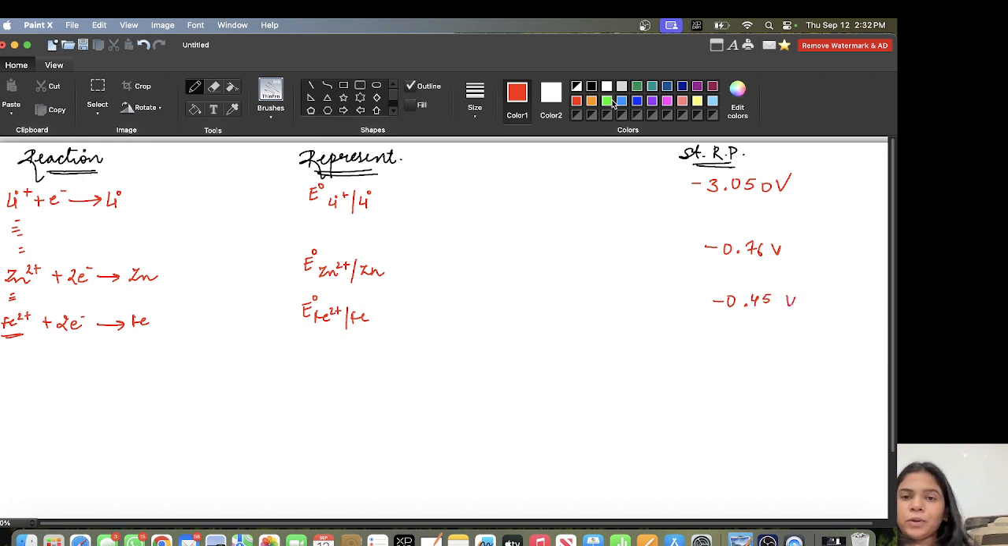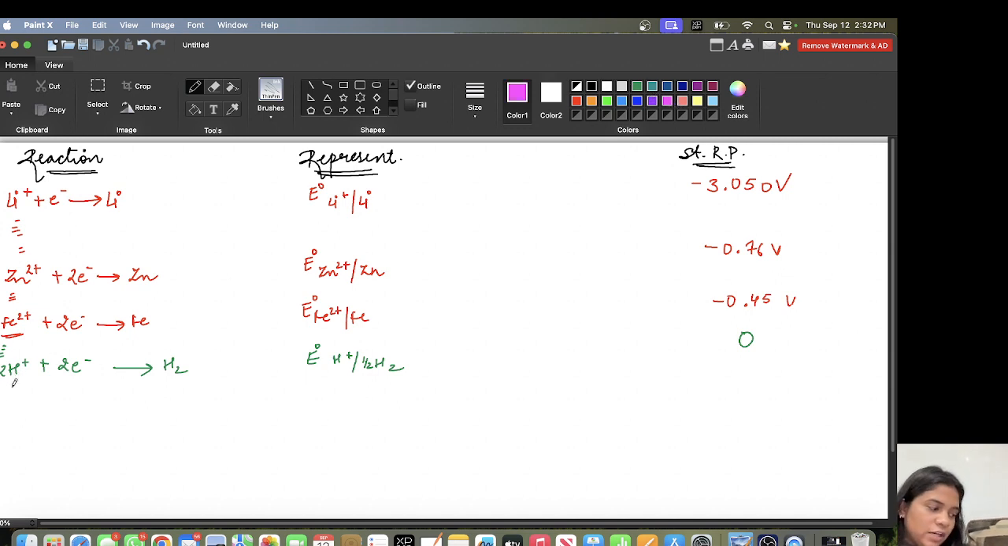Now a very important one. H plus. 2 H plus will accept 2 electrons. Somewhere down you will be getting H plus, accepting 2 electrons to give you H2. How will you write the E naught? We have studied this in the standard hydrogen electrode also. E naught, H plus and half H2. And what will be the SRP? Both SRP and SOP of the hydrogen electrode will be 0.